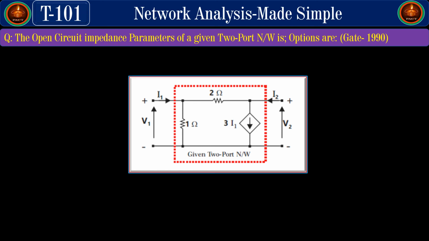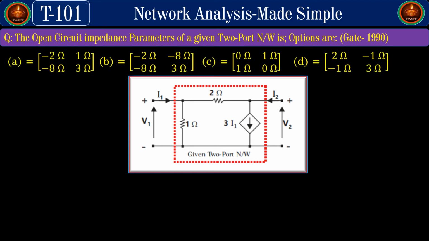Friends, consider this interesting problem. In this problem, the open circuit impedance parameters of a two-port network are given and we are required to find the correct option. Friends, once the options are given, you should be able to identify the option without calculation. It is possible, friends. Observe the network carefully.